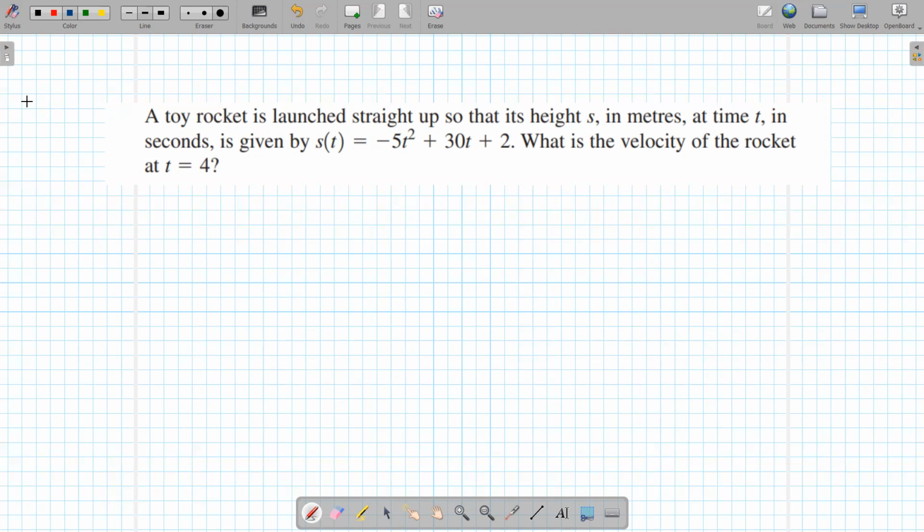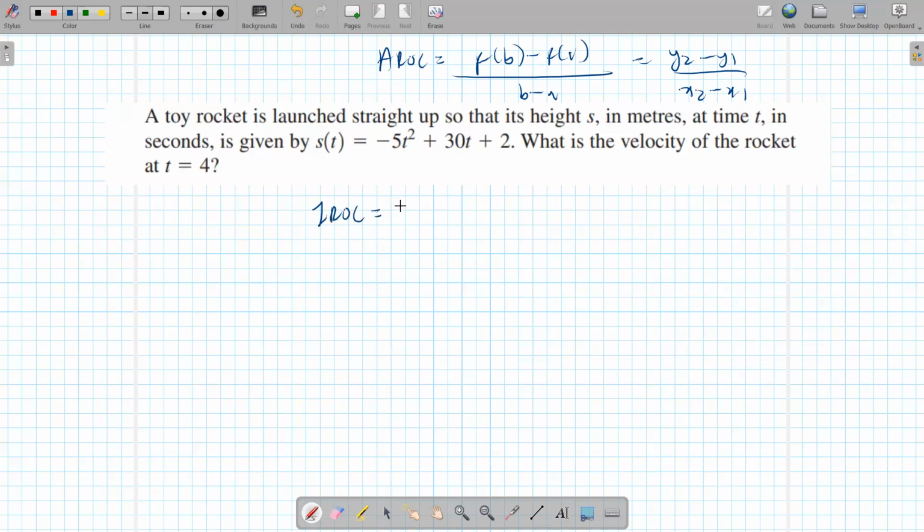Now there is a formula for IROC, which means the instantaneous rate of change. AROC is what we did before. That's just f of b minus f of a over b minus a. It's just a fancy way of saying y2 minus y1 over x2 minus x1 in function notation. There is a formula for IROC as well, which is a little more complicated. IROC is equal to the limit as h approaches 0 of f of x plus h minus f of x over h.